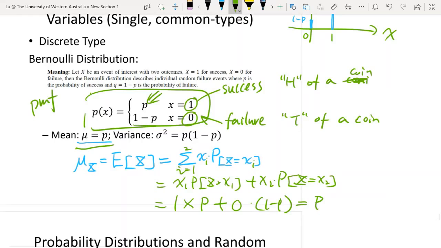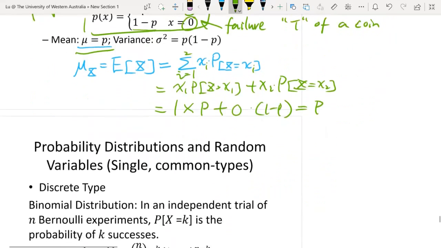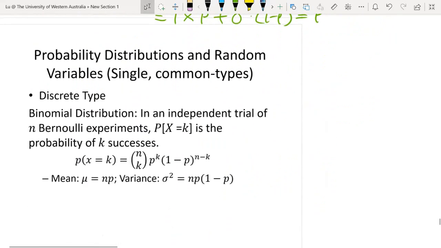Okay. So regarding the Bernoulli distribution, first of all, we need to understand its feature because it has only two outcomes: win or fail, win or lose, success or fail. Understand this, and we also need to understand how to calculate the mean value and the variance of it. And then move on to the next tab, discrete type random variable, binomial distribution.